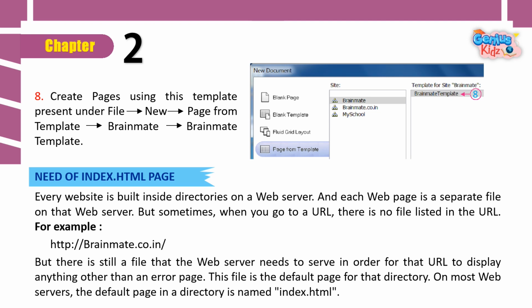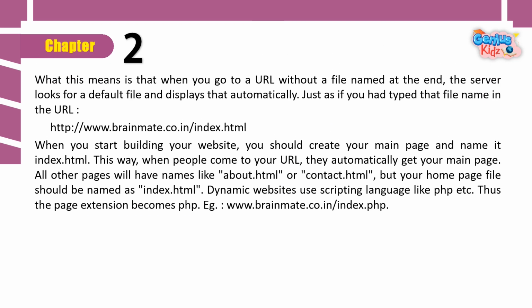But there is still a file that the web server needs to serve in order for that URL to display anything other than an error page. This file is the default page for that directory. On most web servers, the default page in a directory is named index.html. What this means is that when you go to a URL without a file name at the end, the server looks for a default file and displays that automatically, just as if you had typed that file name in the URL, http://www.brainmade.co.in/index.html. When you start building your website, you should create your main page and name it index.html.